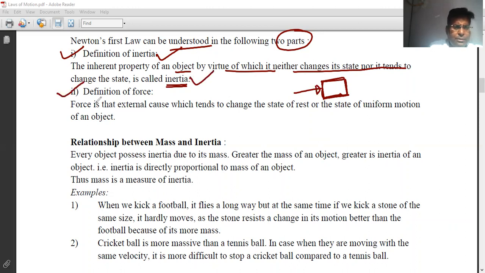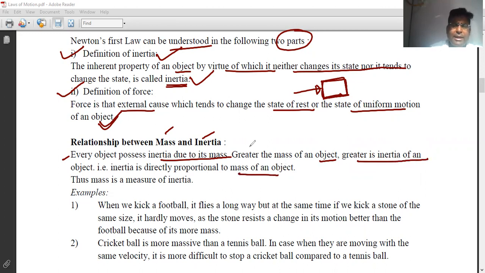Next is the definition of force. Force is an external cause that tends to change the state of rest or state of uniform motion of an object. This is the definition of force. You must be knowing, na? So what is the relation between mass and inertia? Every object possesses inertia due to its mass. Greater the mass of an object, greater is its inertia. Inertia is directly proportional to the mass. So this is the direct relation between mass and inertia. Greater the mass, inertia will be greater. So mass is the measure of inertia.